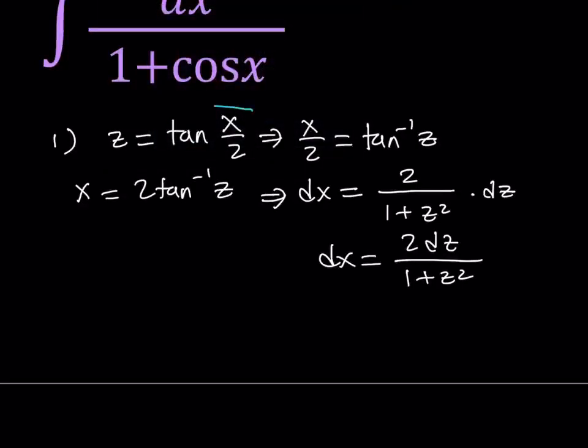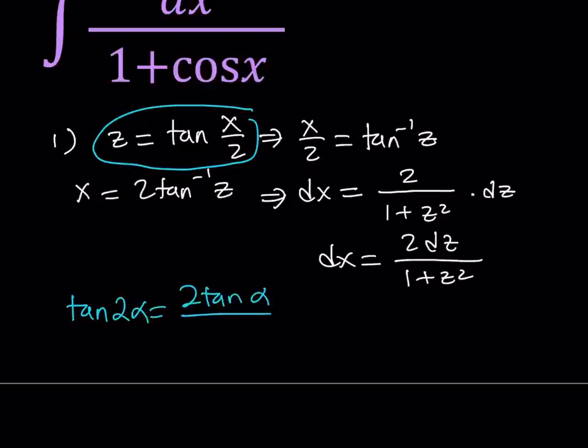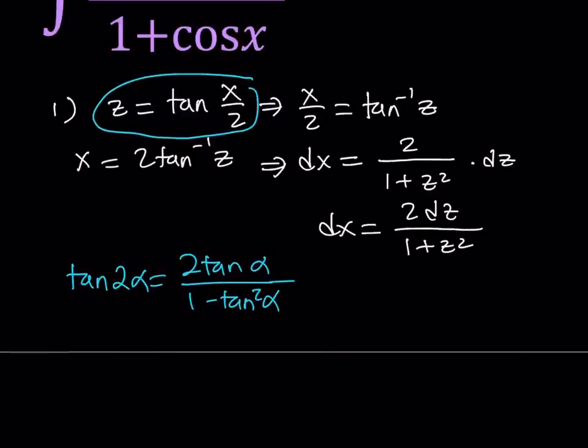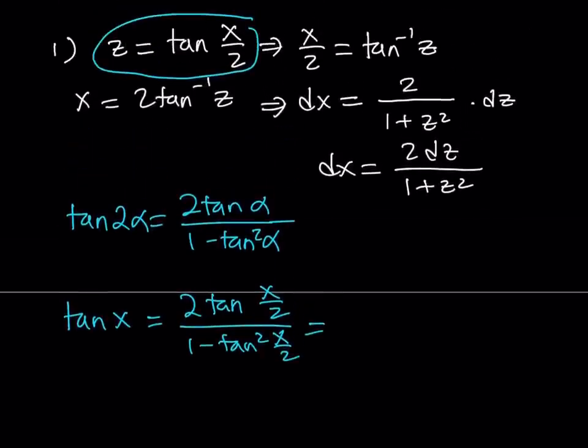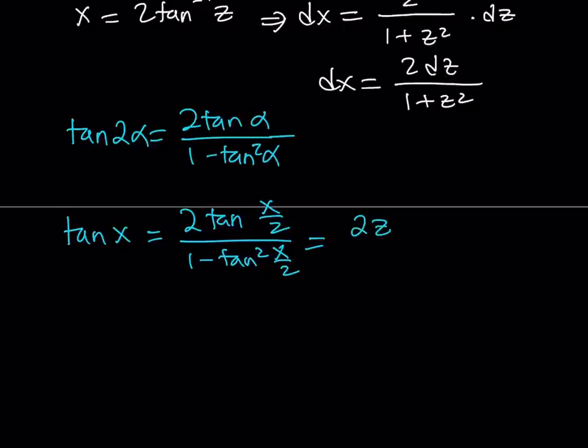Since I already know that tangent x over 2 is equal to z, remember the formula for tangent 2 alpha. It is 2 tan alpha over 1 minus tan squared alpha. And we use this formula in some of our problems. Remember that? So now, in this case, I can safely say that tangent x is tangent of 2 times x over 2. So this can be written as 2 tan x over 2 divided by 1 minus tan squared x over 2. And since I already know that tangent x over 2 is equal to z, I can write this as 2z over 1 minus z squared.